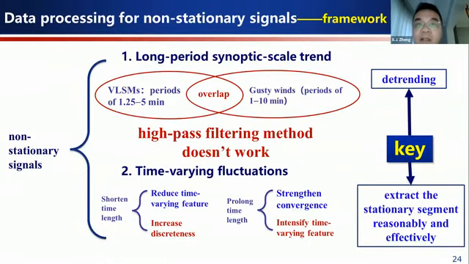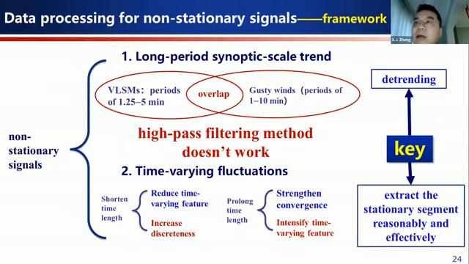The non-stationarity of the sandstorm flows in the rising and declining stages is mainly reflected in two aspects. The first is the long-period synoptic scale trend. The typical time for the very large scale motions is about 1/4 to 5 minutes based on the Taylor frozen hypothesis, while a common synoptic event called gusty wind has a time period of about 1 to 10 minutes. An overlap in time exists in these two types of structures. So the commonly used high-pass filtering method cannot filter out the synoptic scale trend clearly.